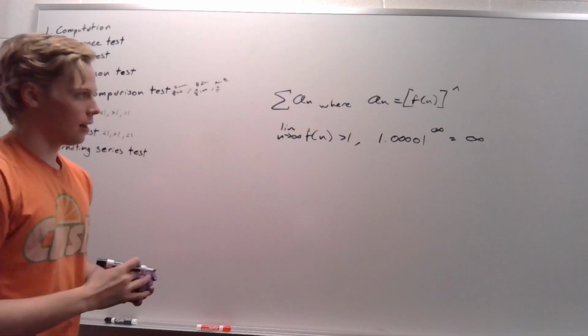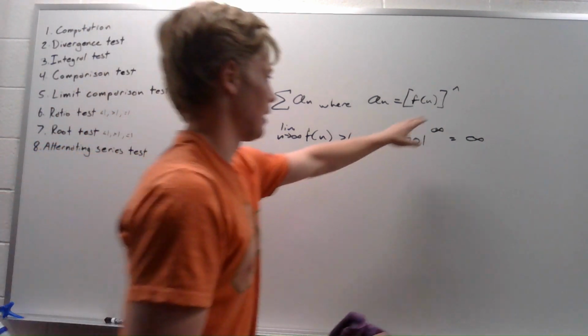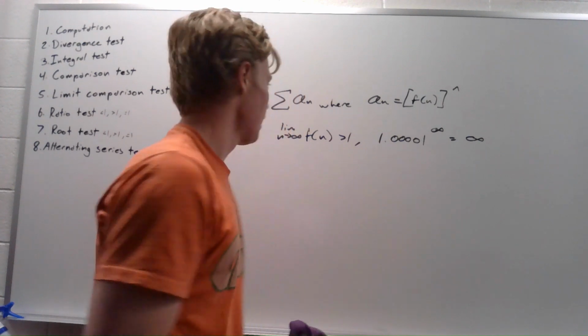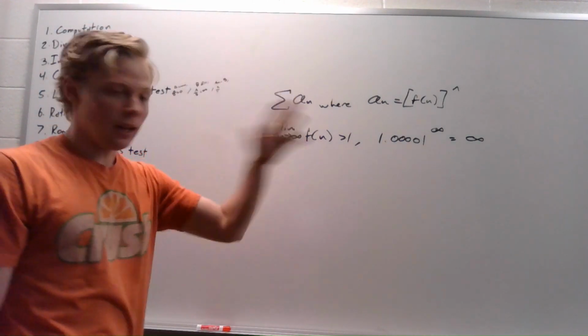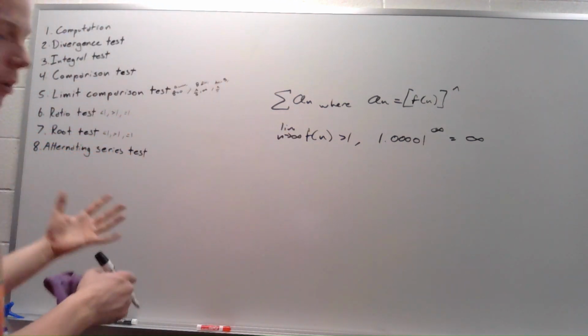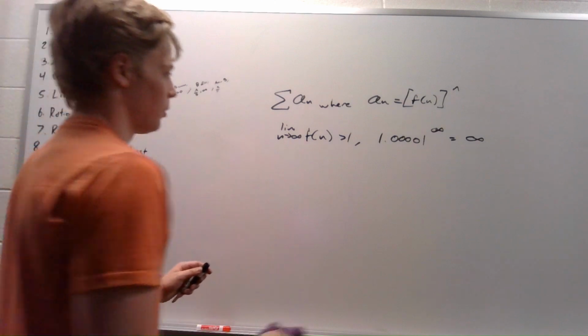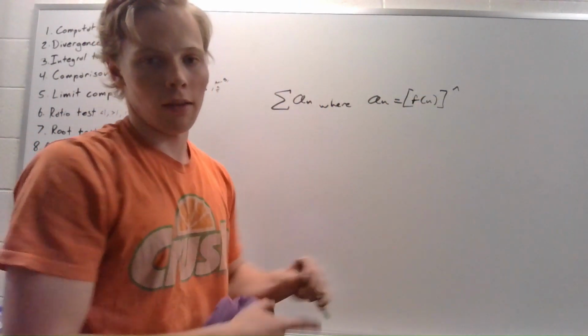And so if the limit of f of n is greater than 1, and its exponent is infinity, then a sub n is just going to get huge, infinite. It's never going to converge to anything. And so that's what the root test tells us. It's a pretty simple test, actually. And it helps us get rid of an exponent.